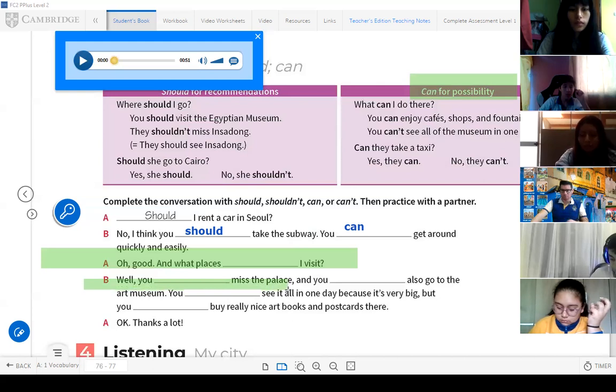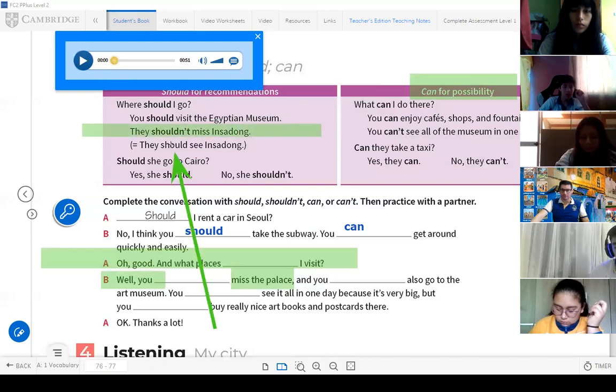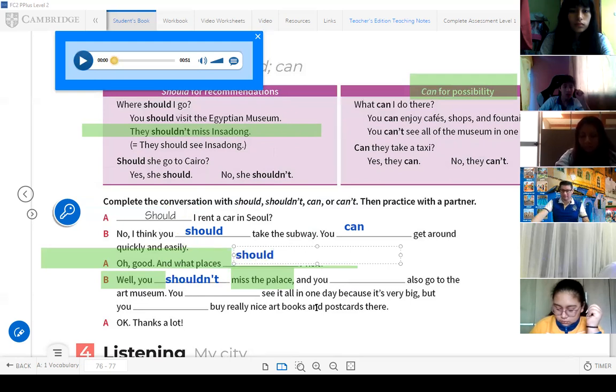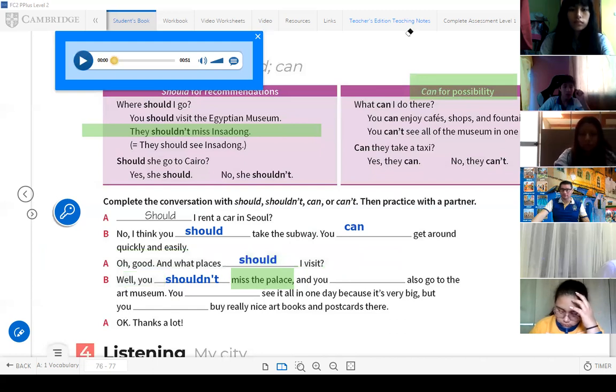Pero mira tu respuesta. ¿Qué te dice tu respuesta? Well, you shouldn't miss the palace. Yeah? Y esto está como vimos este ejemplo aquí en la parte superior, ¿no? You shouldn't miss the palace in this case. Right? Entonces, si mi respuesta es con una recommendation, mi pregunta también tiene que ser con una recommendation, right? Está pidiendo recomendaciones, ¿no? What places should I visit? ¿Qué lugares debería visitar? ¿No? Y aquí está. You shouldn't miss the palace, ¿no?